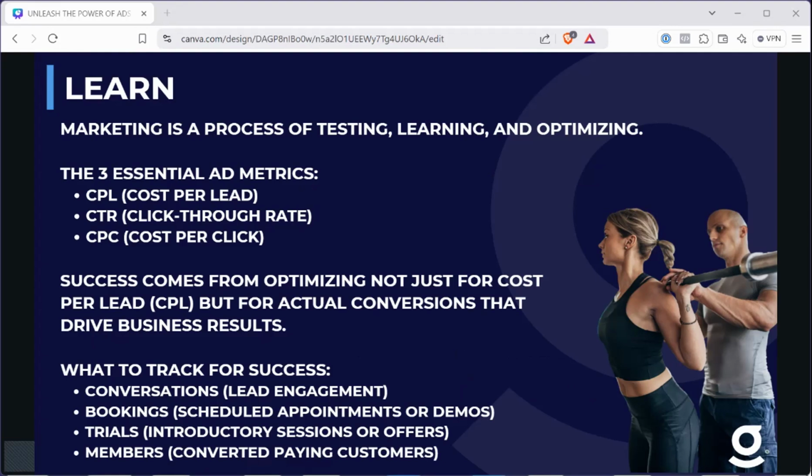There are 3 core metrics that you do need to focus on when it comes to optimizing your campaign, and that is CPL, CTR, and CPC. But the main one is cost per lead. CPL is your cost per lead, because if our lead cost is too high at a certain ad level for a certain creative, we want to switch that off and replace it with something else.